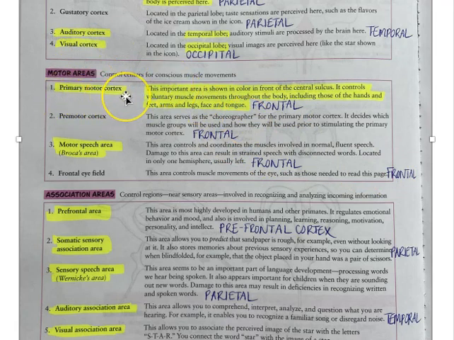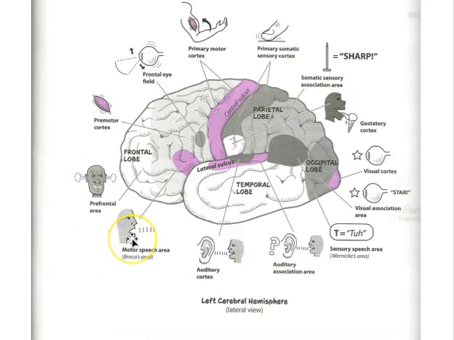The primary motor cortex portion is the area of the frontal lobe that controls voluntary muscle movements throughout the body, including those of the hands and feet, the arms and legs, the face, and the tongue. If we go back to the drawing, we can see that the primary motor cortex is this strip right here, highlighted in pink.